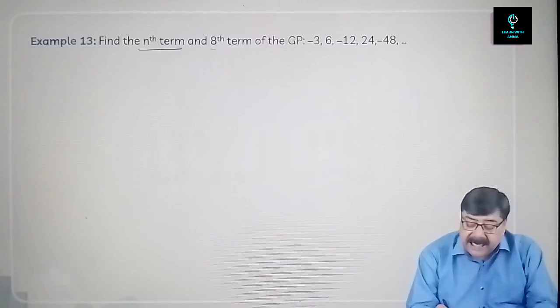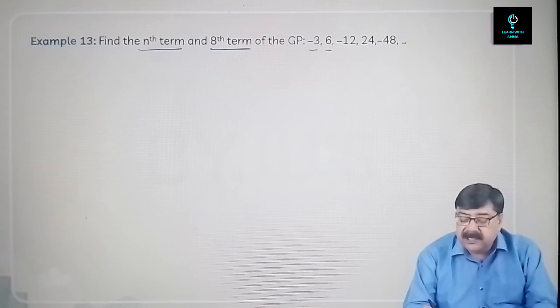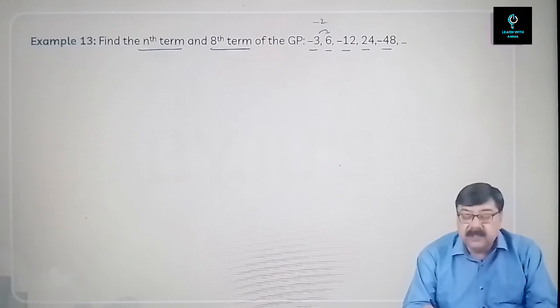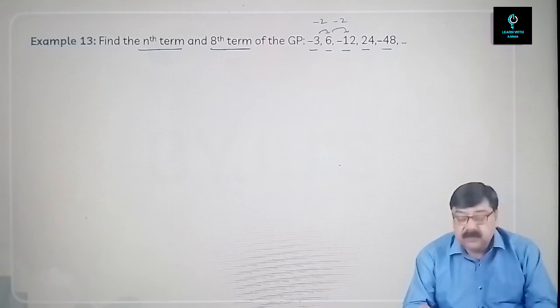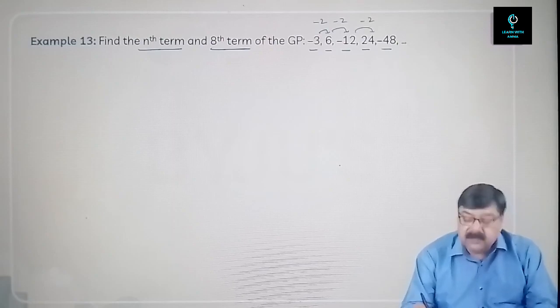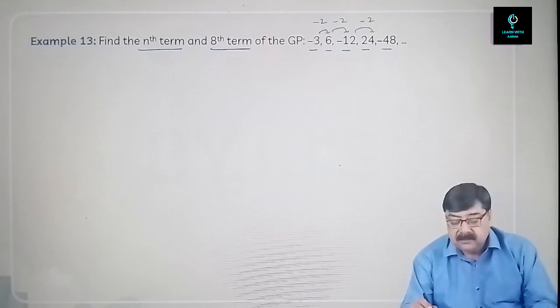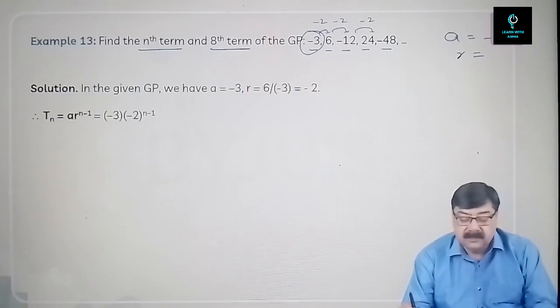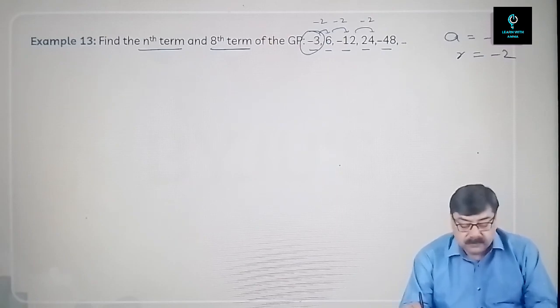Find the nth term and 8th term of the GP minus 3, 6, minus 12, 24, minus 48 and so on. So clearly minus 3 into minus 2 is 6, 6 into minus 2 is minus 12, minus 12 into minus 2 is 24 and so on. So a here is minus 3, the first term, and the common ratio here is minus 2.